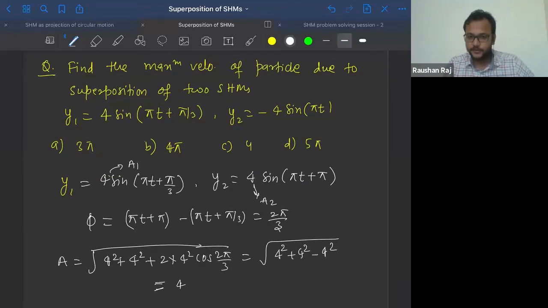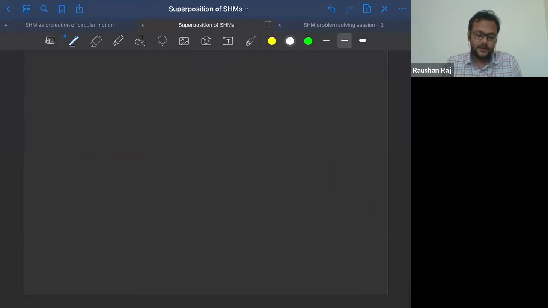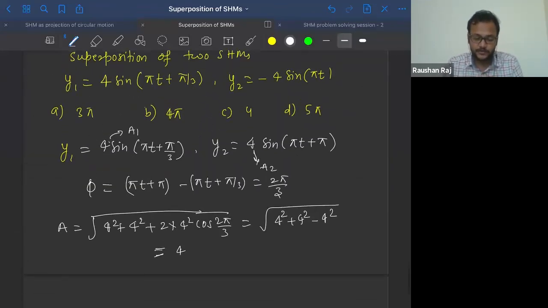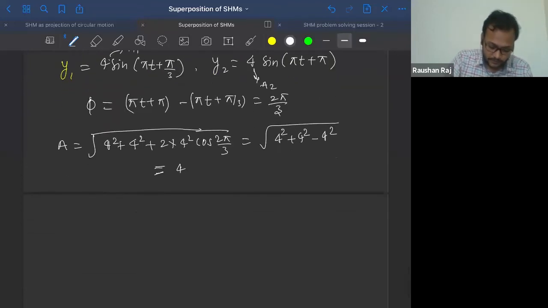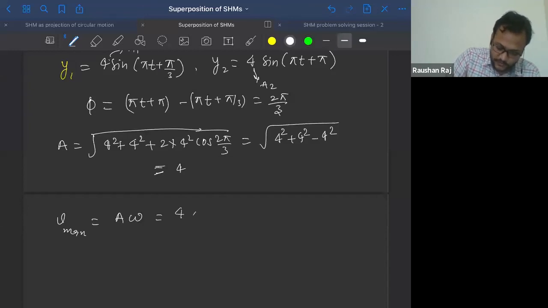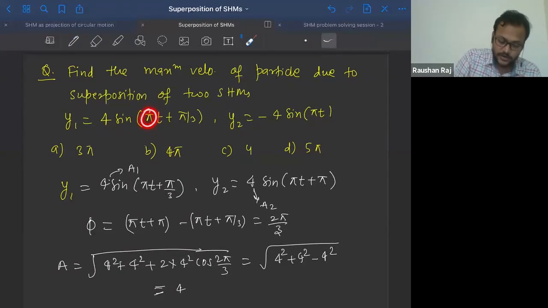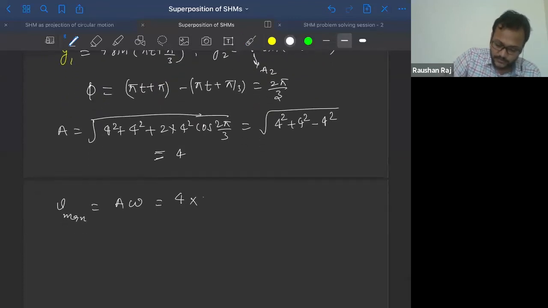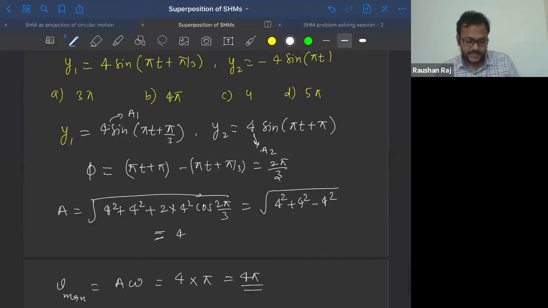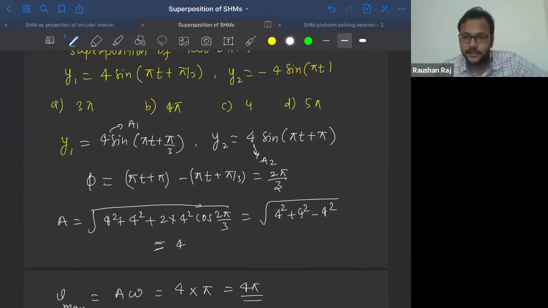So amplitude is 4. Now tell me, what is the maximum velocity of a particle undergoing simple harmonic motion? That is nothing but A omega, right? So maximum velocity is A omega. A is 4. What is the value of omega? The coefficient of time is nothing but omega. So here pi is that value. So the answer is 4 pi. So option B is the correct answer for this question. Yes, most of you got the correct answer. Very good, guys.